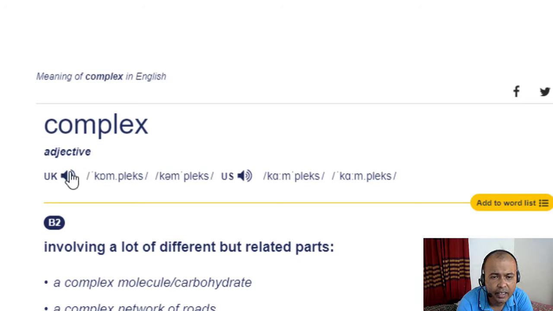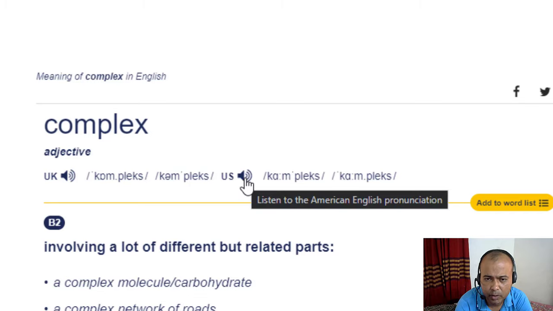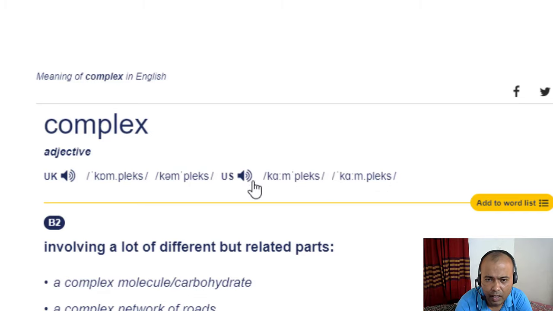okay. And then you find the UK pronunciation and the phonetic language of the UK pronunciation. There are two phonetic words here. If somebody can understand the phonetic letters well, then you may get the pronunciation from this phonetic language. And then the US pronunciation, and then again another phonetic pronunciation of this US part, and one more alternative for this.